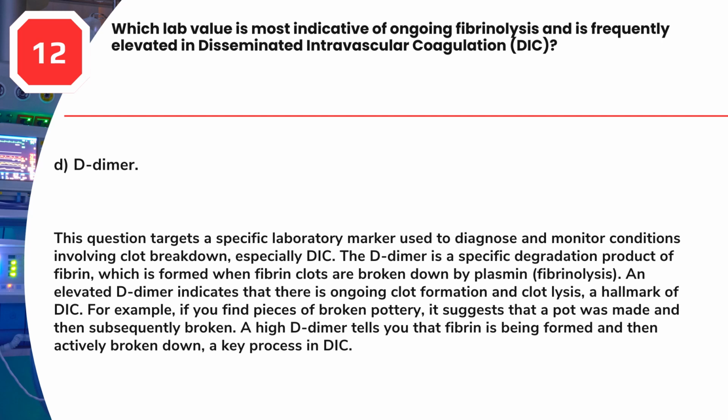The D-dimer is a specific degradation product of fibrin, which is formed when fibrin clots are broken down by plasmin, fibrinolysis. An elevated D-dimer indicates that there is ongoing clot formation and clot lysis, a hallmark of DIC. For example, if you find pieces of broken pottery, it suggests that a pot was made and then subsequently broken. A high D-dimer tells you that fibrin is being formed and then actively broken down, a key process in DIC.